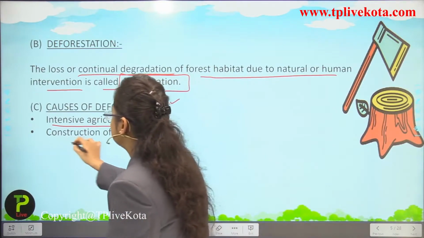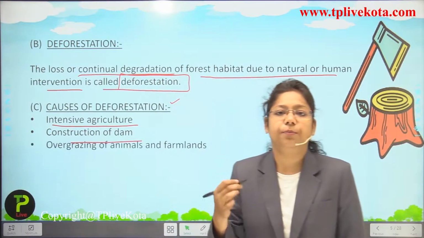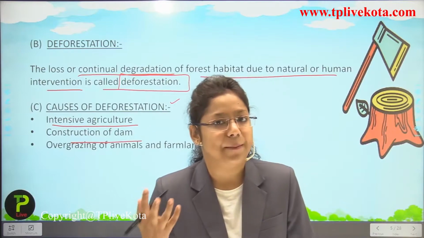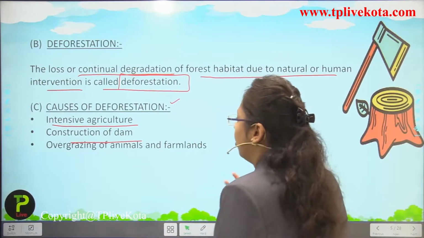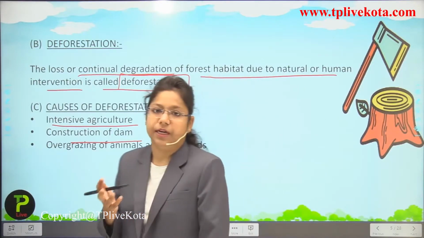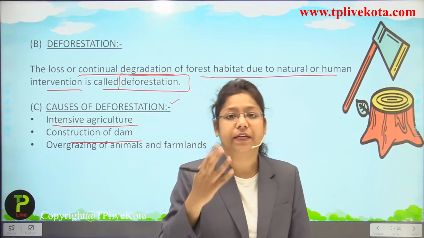Next is the construction of dam. For preserving the water, the construction of dam is necessary. So, the trees are being cut down. Next is overgrazing of animals and farmlands. Yes, students, we should stop overgrazing also.